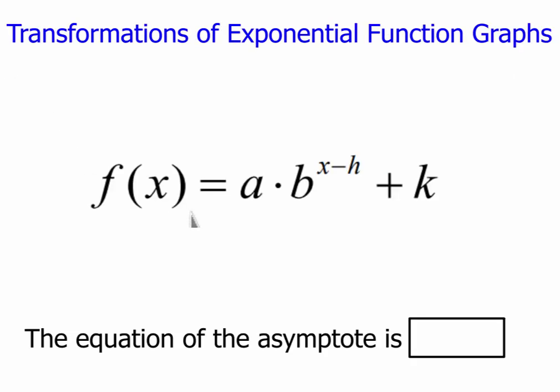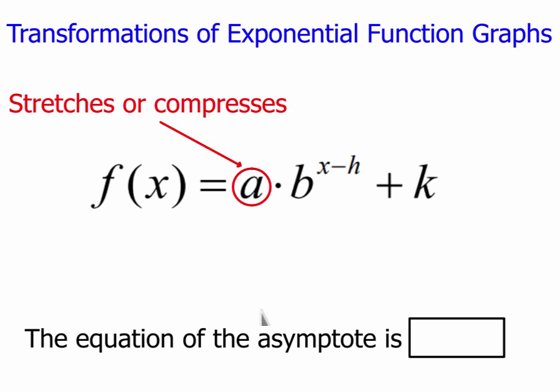Now, some transformations of exponential function graphs. We've done transformations before. The number out front, this a, stretches or compresses the graph, makes it wider or thinner. Up here inside the exponent, this h moves the graph left or right. If it's minus, it moves it right. If it's plus, it moves it left.